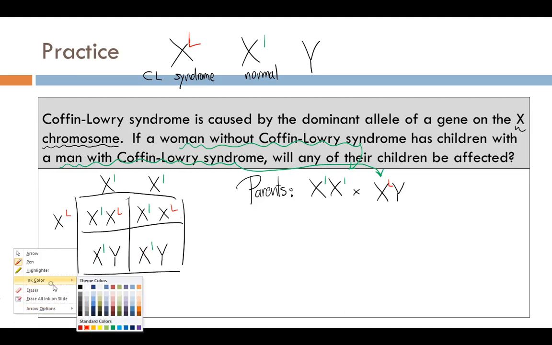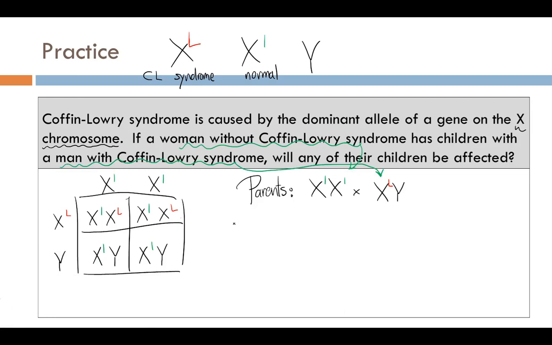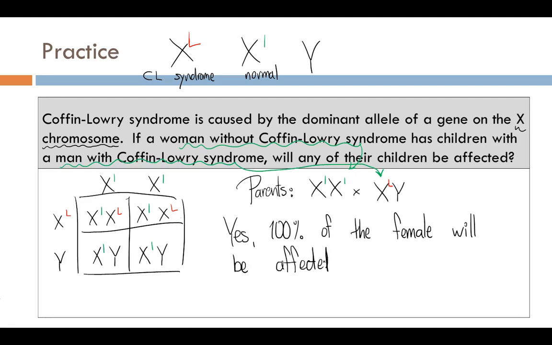Okay, so let's answer the question. Yes, 100% of the female children will be affected. Now, sometimes students will be confused by me saying 100%. Mr. Bullard, it's only 2 out of 4. Yes, but I'm not saying 100% of the offspring. I'm saying 100% of the female offspring. Oh, that's missing a word.